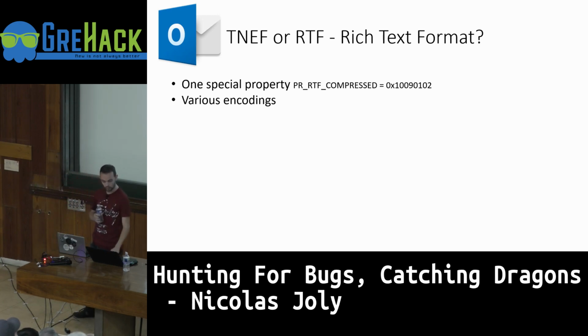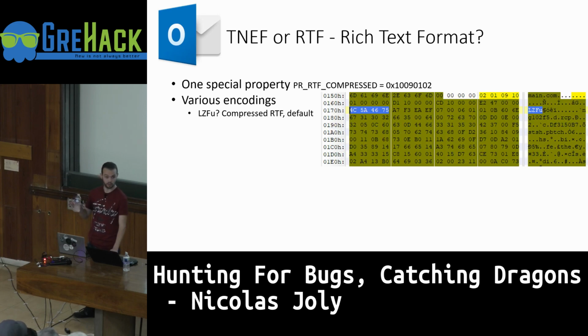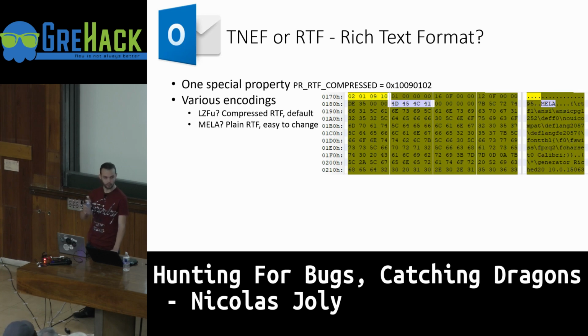So I'm just going to focus here on the PR_RTF_COMPRESSED property. We've got various encodings. The most common one is the compressed one, LZFu, something that has to do with some compression in binary. You've also got the MELA encoding, which is just plain text. To my knowledge, it's not possible to have Outlook send an email like this in plain text, but maybe there are some possibilities with the old Outlook versions. I don't know, maybe Outlook 97, something like that, but definitely not in the recent versions.